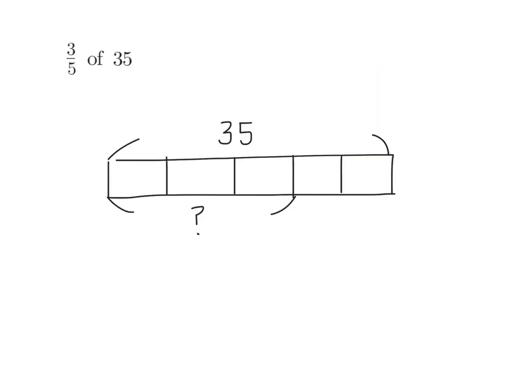If I want to find 3/5 of 35, I can use a tape diagram to show it. Let me show you what I mean. I can show that my entire piece of tape is worth 35. I don't want the whole piece of tape. I only want a fraction of it. I only want 3/5 of it. So what I have to do is take the whole of 35 and divide it into fifths, because my units are fifths.